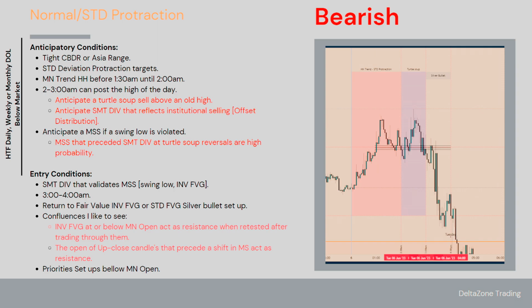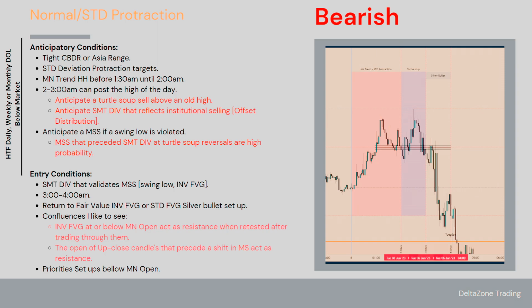and we anticipate some measure of SMT divergence reflecting institutional selling. In this profile, buy stops will be triggered, inducing counterparty buyers to bear short entries with. As a consequence, price will seek lower short-term discount arrays to offset positions. Should we note some measure of SMT divergence reflected in an offset distribution model? If we note the violation of a swing low, we anticipate a market structure shift.